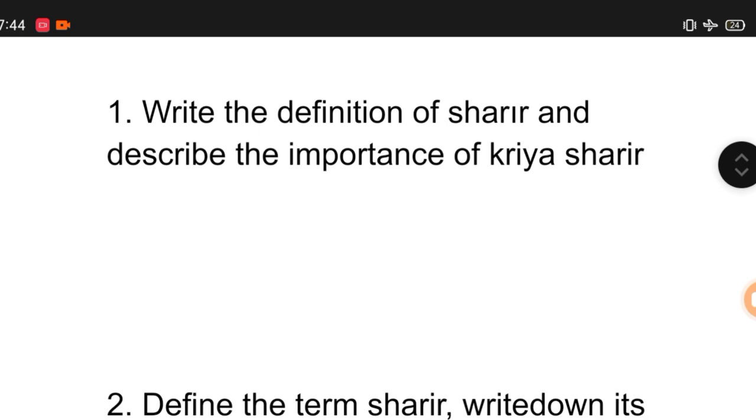Now, the first question is: write the definition of Sharira and describe the importance of Kriya Sharira. So friends, this question may be asked for 5 or 10 marks, mostly 10 marks. Here you write the shloka of Sharira, then explain it properly, and then write the references of other Acharyas also, like Acharya Sushruta, according to Charak and according to Vagbhat. Like that you have to explain this question.